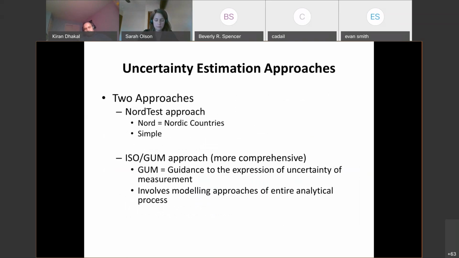And to estimate the uncertainty in the laboratory measurement, there are two approaches which are widely used in forensic practice as well: the Nordic approach, which was developed in the Nordic countries and is a very simple form, and the ISO GUM approach, which is more comprehensive. It involves all the sources of error that we just mentioned, modeling of all the sources of error, and then calculation of the final uncertainty.